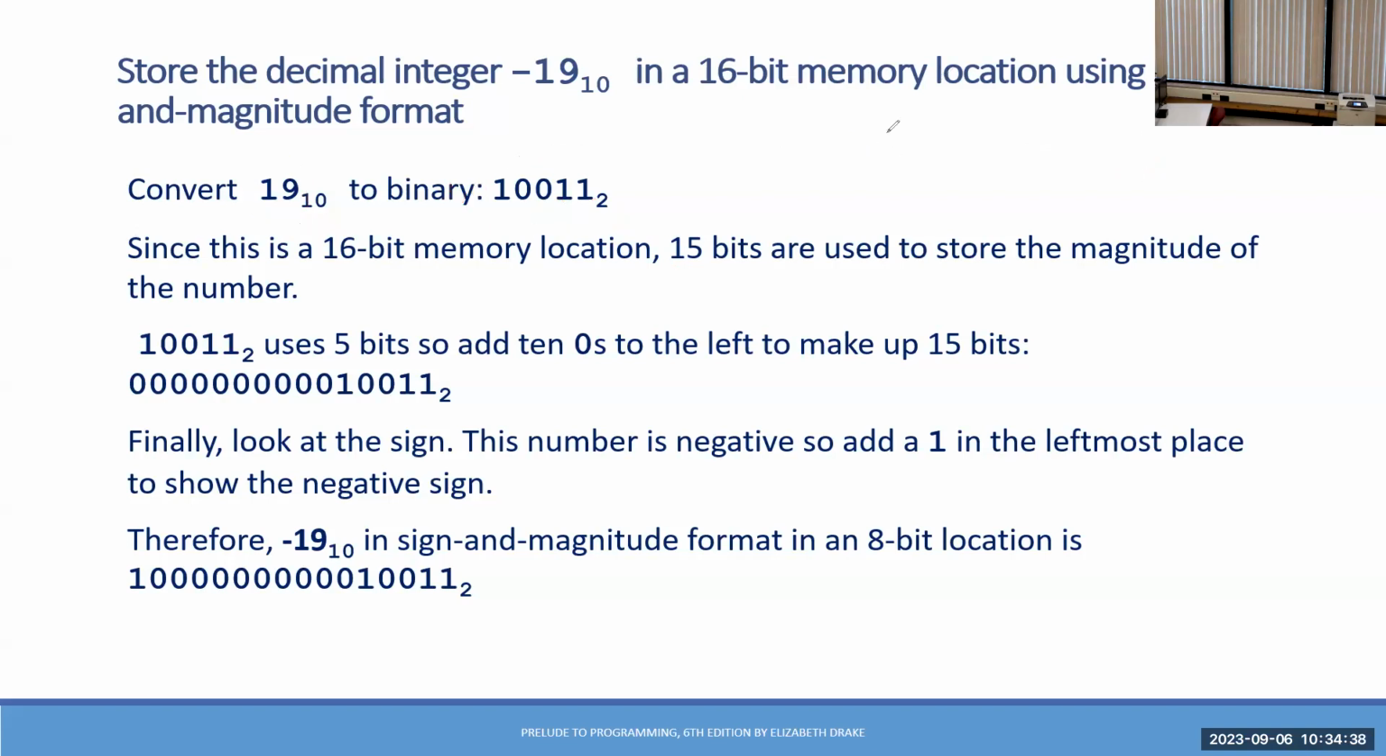Okay, so for this one, you need to store negative 19 into the 16-bit memory. The first step, again, you have to convert the absolute value, or magnitude, here into binary. So you have this here. Now, with 16-bit memory, you have 1 bit of sign, and you have 15 bits left. Make sense? So you have to insert 0s here to make up the whole 15 bits.